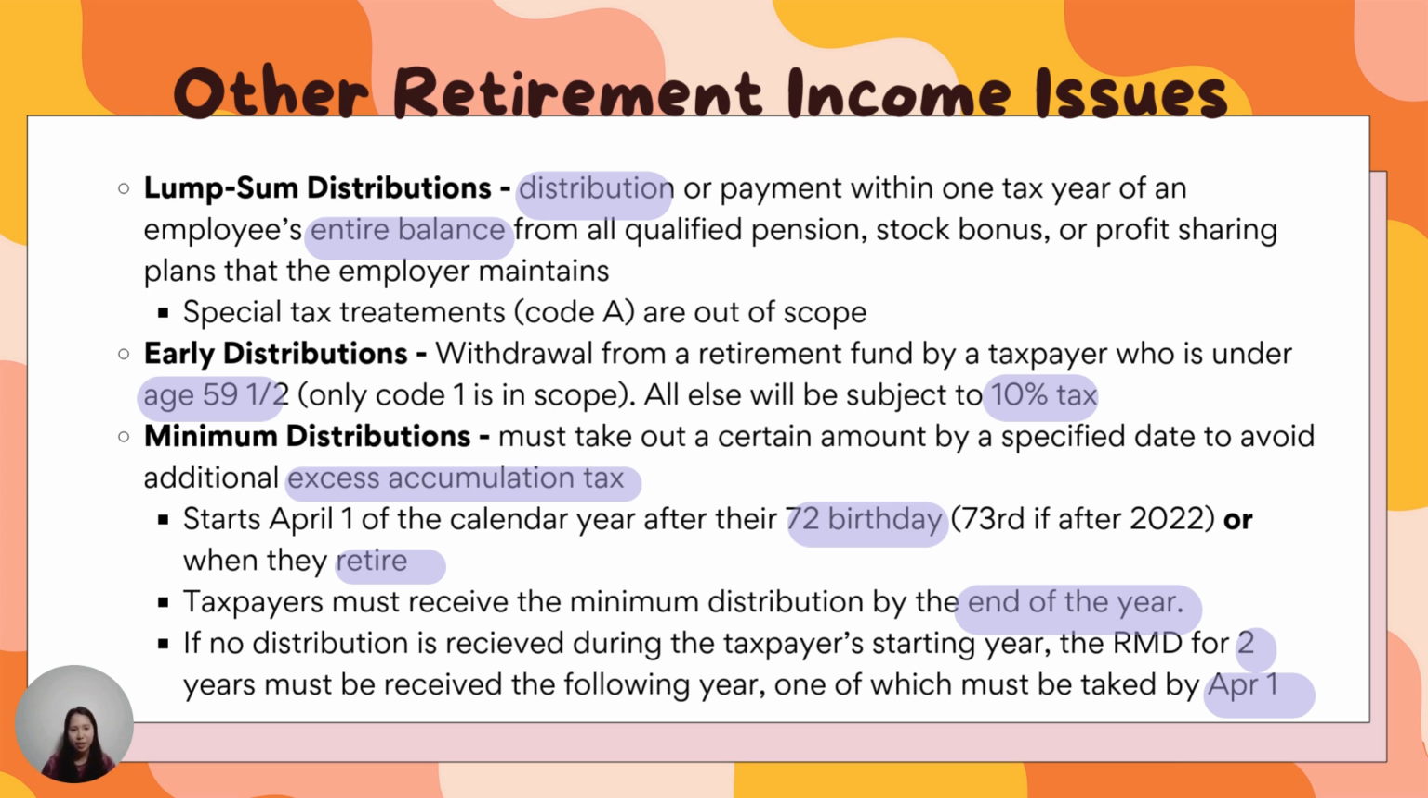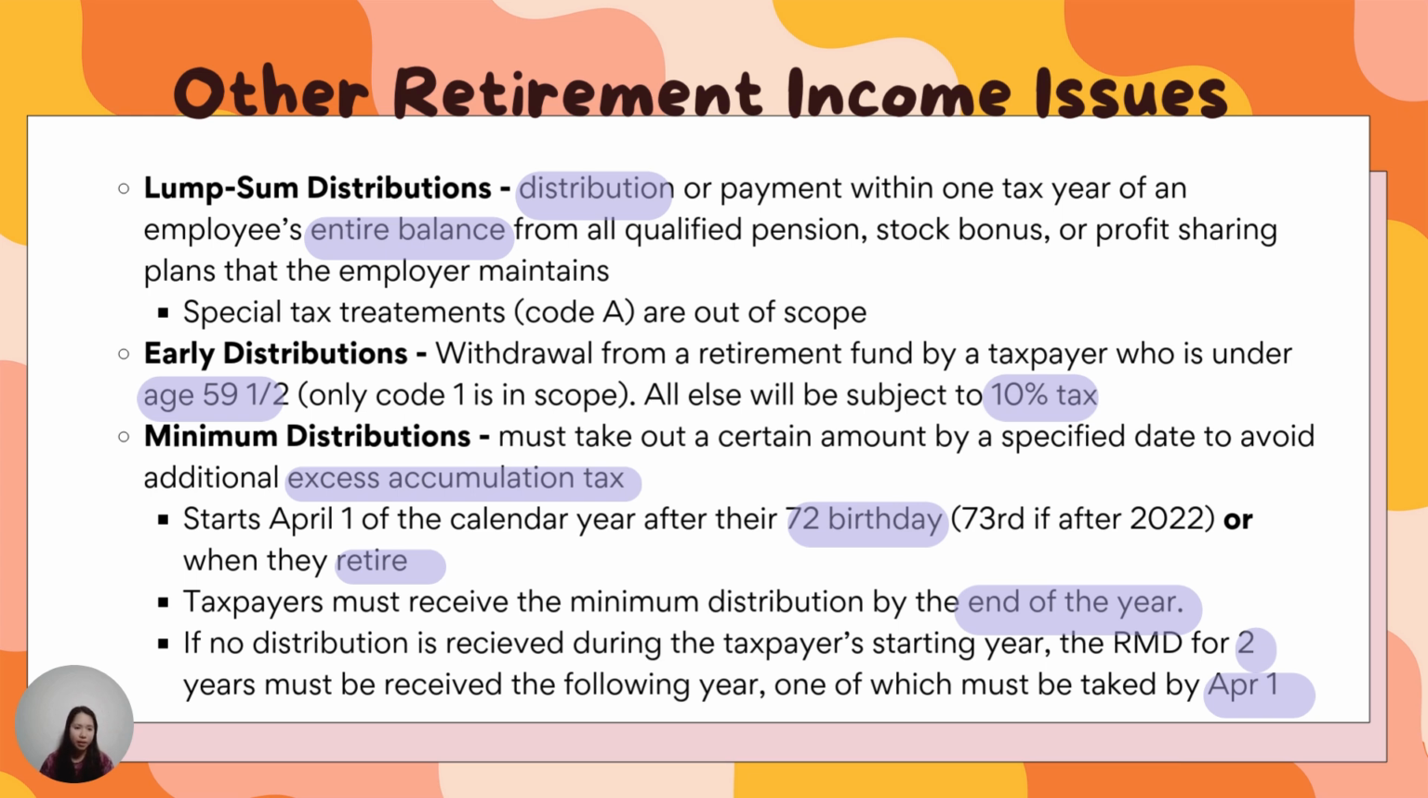Another retirement income issue that you might come into contact with is required minimum distributions. We talked a little bit about required minimum distributions with the qualified charitable distributions. Required minimum distributions are basically a rule that states that taxpayers must take out a certain amount by a specified date to avoid an additional excess accumulation tax.